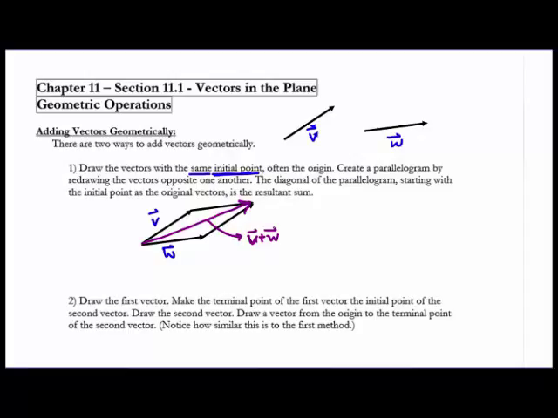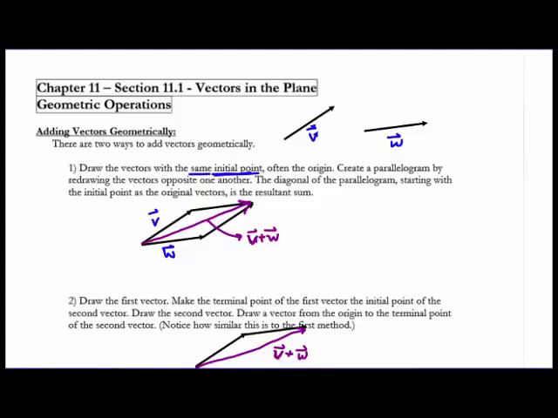Well, there's another way to do that, too. What you can do is instead of drawing them with the same initial point, you can draw the first vector, and then make the terminal point of the first vector the initial point of the second. So take V, and I'm going to put it down here, and then take W, and I'm going to put it right here, and then just connect the initial point of the first vector to the terminal point of the second. So I'm going to draw that guy right there, and again, this is V plus W.